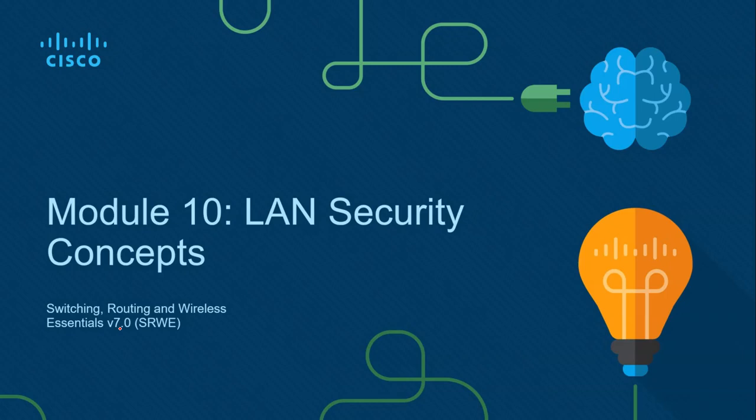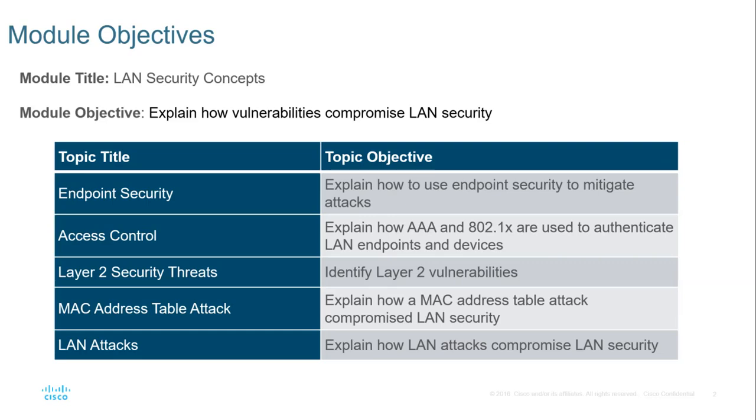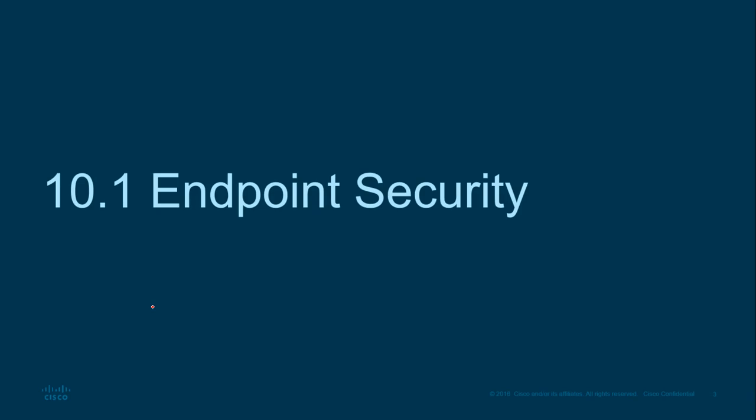In this module we're going to cover these areas: endpoint security, then access control. We have Layer 2 security threats, MAC address table attacks, and then LAN attacks. So let's begin with endpoint security.